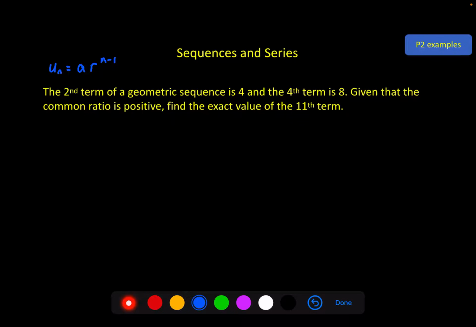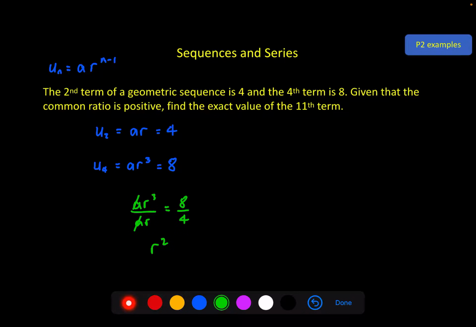So the second term is 4, so u of 2, which is a times r to the power of 2 minus 1, which is just 1, must equal 4. And they also tell us that the fourth term, which is a times r to the 4 minus 1, which is 3, must equal 8. So we've got two bits of information, and using this information I can divide one by the other. So I can divide this by this to get rid of the a's. So ar cubed divided by ar must be the same as 8 divided by 4.